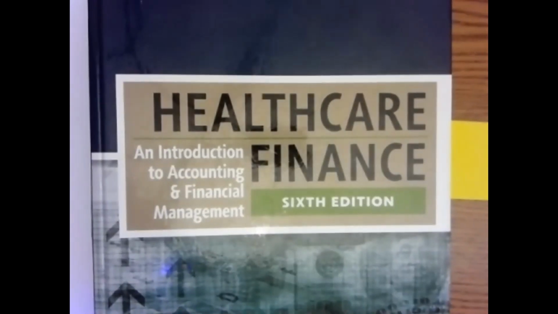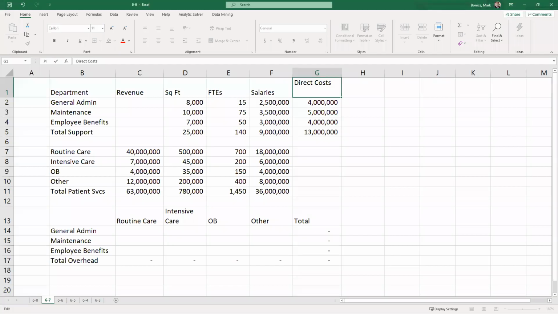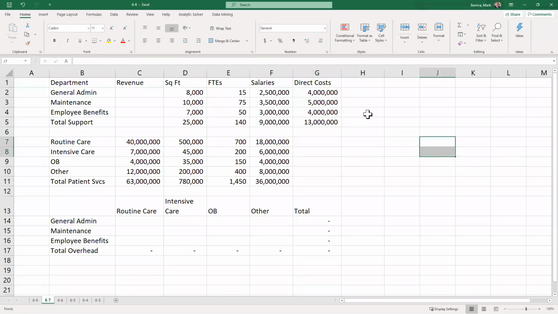This video will work through problem 6.7 from Gapenski's Healthcare Finance 6th edition. Okay, 6.7, we're given a new set of data. So I've put it into the spreadsheet here to make it nice and neat. And we are told that this new organization, St. Luke's, uses the direct method, and we're supposed to calculate the appropriate allocation rates.